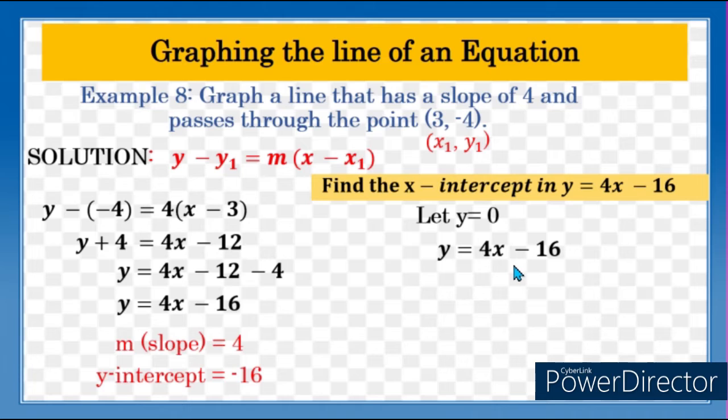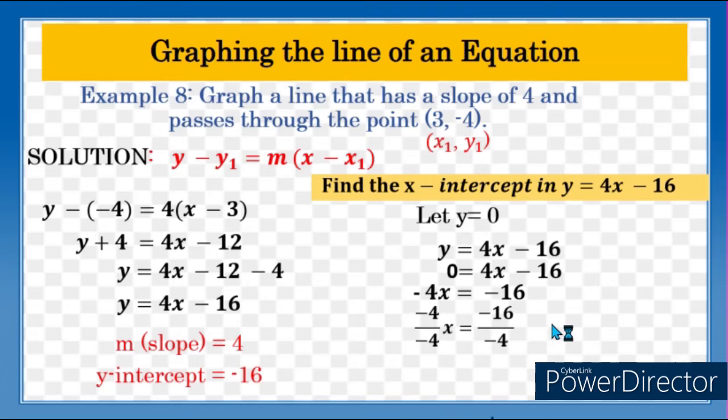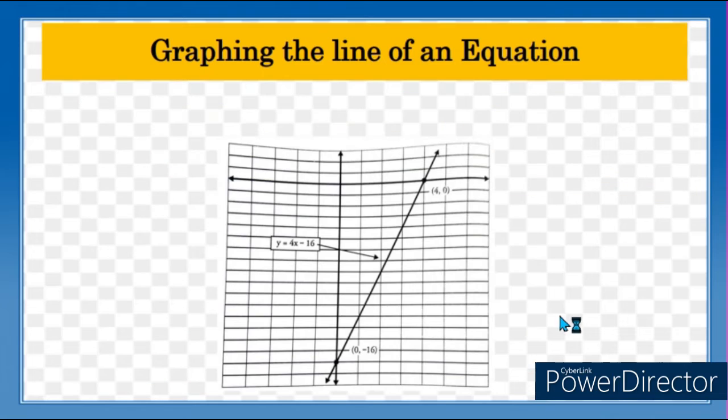Okay, so we have 0 is equal to 4x minus 16. And then, we have to transpose positive 4x to the left. So, we have negative 4x is equal to negative 16. And then, divide both sides by negative 4. So, the value of x here is equal to 4. Therefore, the x-intercept here is (4, 0), and the y-intercept here is (0, -16).